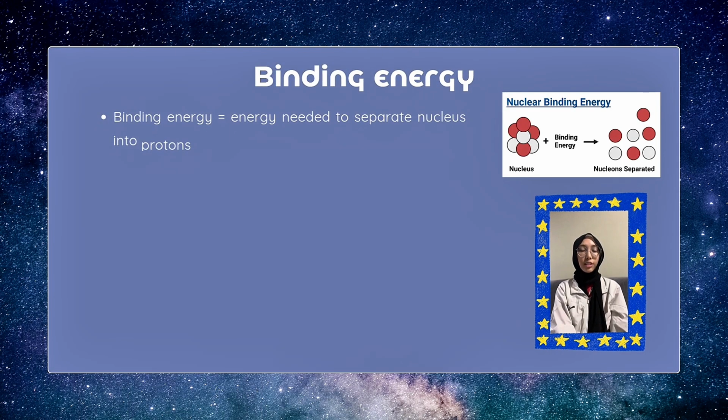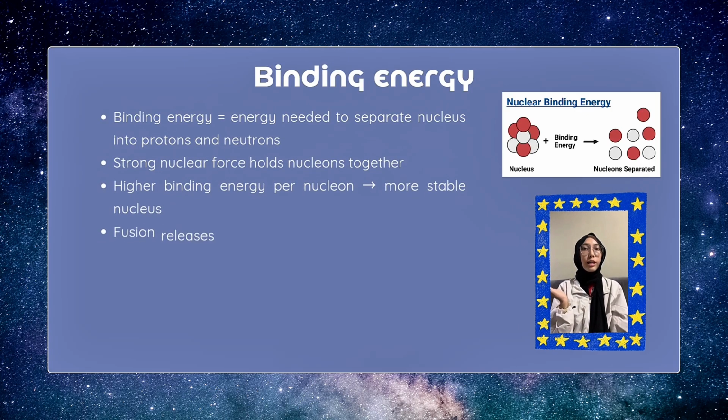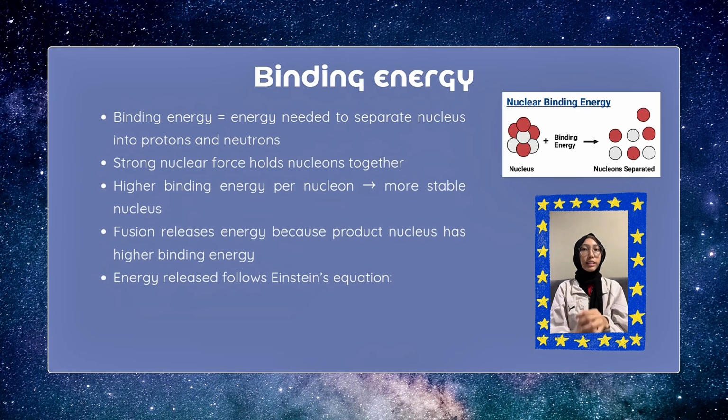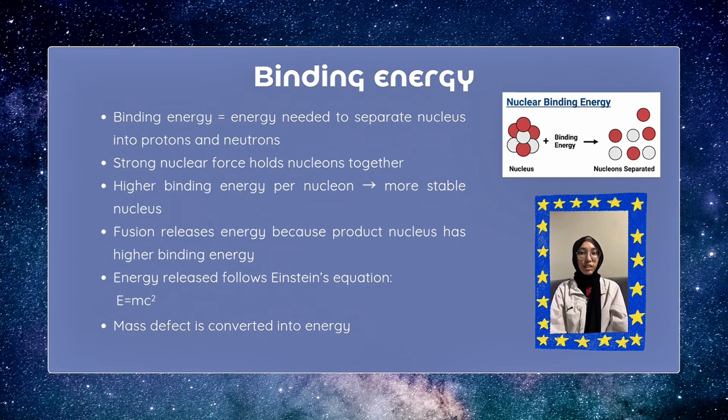Binding energy is the energy required to separate a nucleus into individual protons and neutrons. This energy exists because nucleons are held together by the strong nuclear force. A nucleus with higher binding energy per nucleon is more stable. In nuclear fusion, light nuclei combine to form a heavier nucleus with greater stability. During this process, a small amount of mass is lost, called the mass defect. According to Einstein's equation, this lost mass is converted into a large amount of energy. This explains why fusion can produce enormous energy, such as in the Sun.